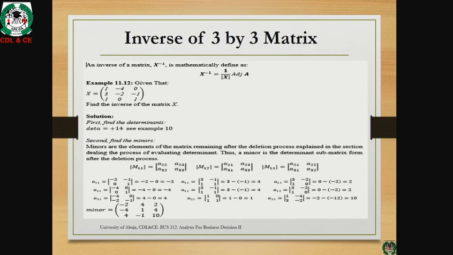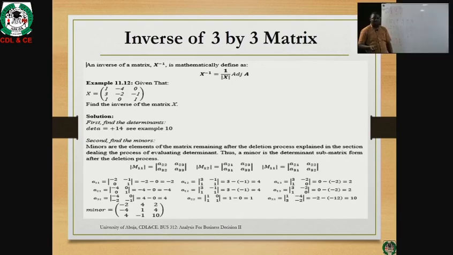Now, the minor we have there, if you check what we have on the screen, is the same procedure we follow. 2, minus 2, minus 4. You can see 4. 4, 1, minus 1. 2, 4, 10. This is the minor. Now, the next step, which is step 3. Remember, this is step 1.